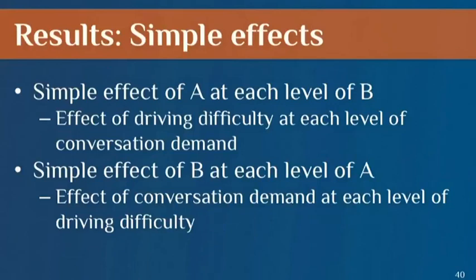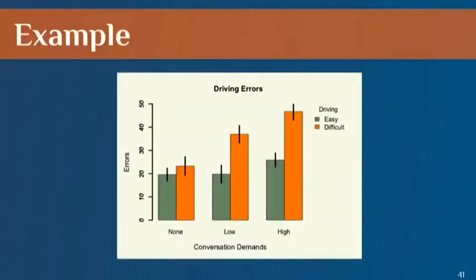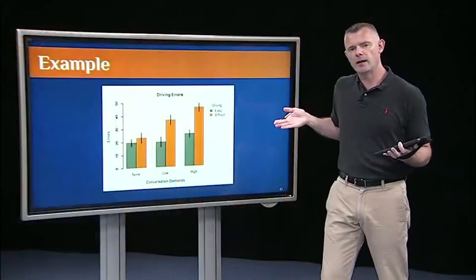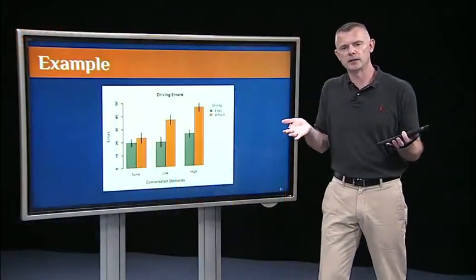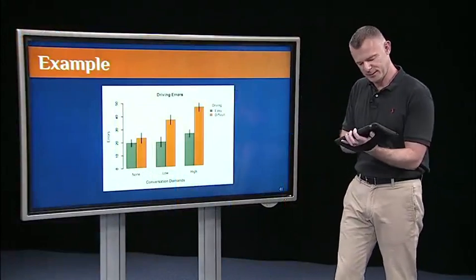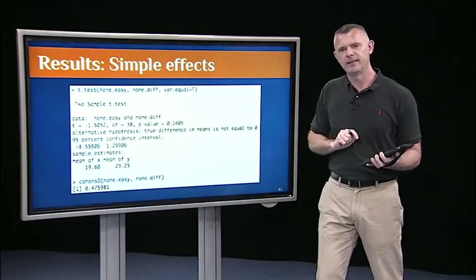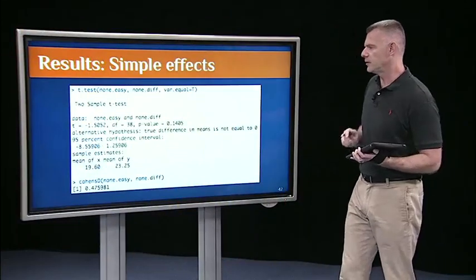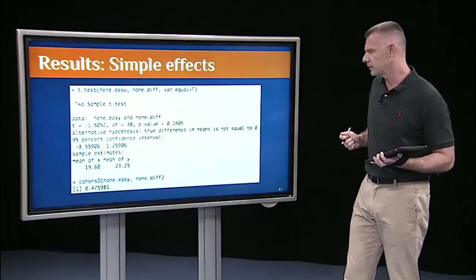So if I look at the output and I look at this bar plot, to me it makes most sense to do the simple effect of the driving difficulty at each level of conversation demand. That way I can just do a series of t-tests. So that's a really simple effects analysis. That's what I did in R, I just did a series of t-tests.